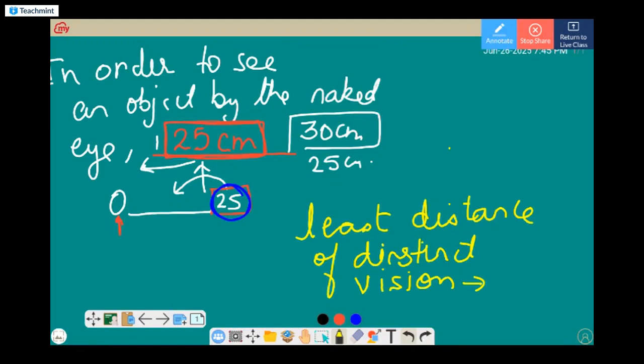For a normal eye, if you want, you can just write, for a normal eye. So anytime it's asked what's the least distance of distinct vision for a normal eye, the answer is 25 centimeter.